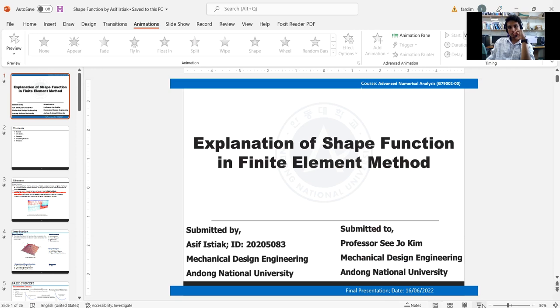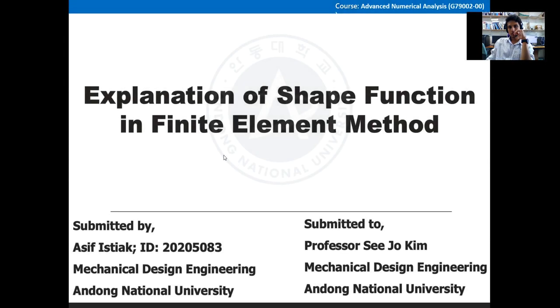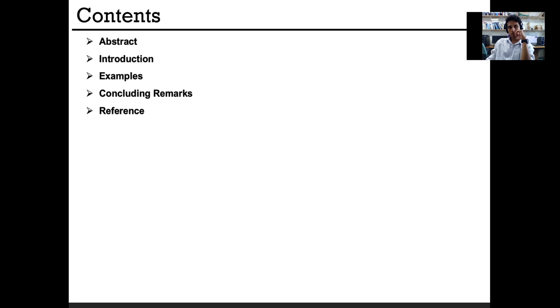This video will explain the shape function in finite element analysis or finite element method. I am Asif from Mechanical Design Engineering at National University. This is actually an assignment of the advanced numerical analysis supervised by Professor Sijo Kim. So in this video I will discuss shape functions: properties, formulas, requirements, and examples.